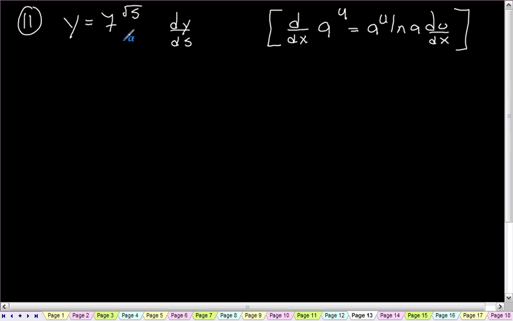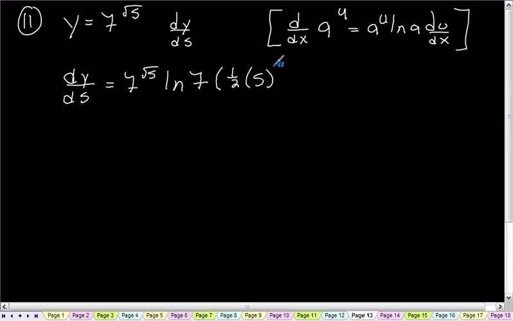So for us to take the derivative of this, dy with respect to ds, we keep the same function, 7 to the radical s, times ln of our constant, which is 7, times the derivative of the power of this part right here. That part right there is 1/2 s to the negative 1/2, times the derivative of s, which is ds over ds, which is just 1.